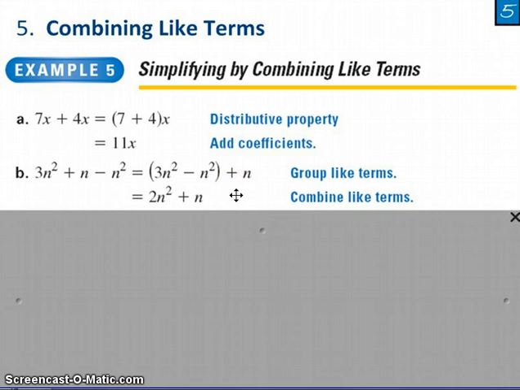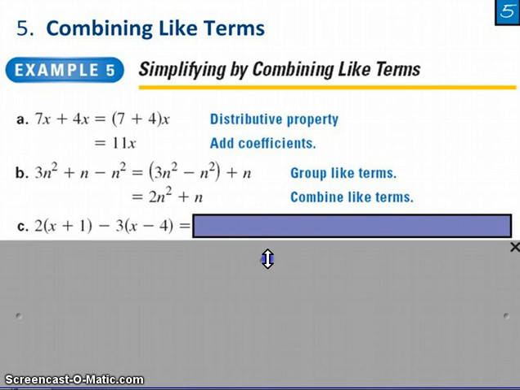Now every year, whether it's Algebra 1 or Algebra 2, I have students who try to keep going. They think I've got to do something more here, but you can't. N squared is not a like term with n. You can't put them together. You can't do any more. This is the final answer for B.